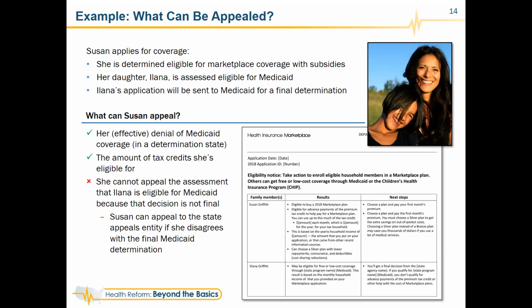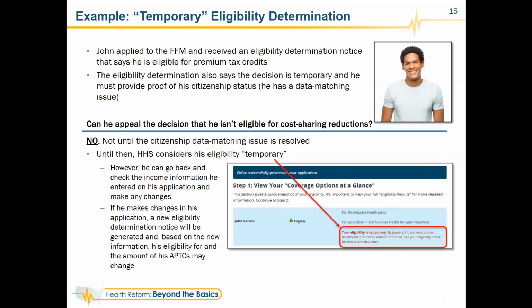And if you live in a Medicaid assessment state, it's a temporary decision by the marketplace until the state checks that application and determines Medicaid eligibility. So let's go through another example here.